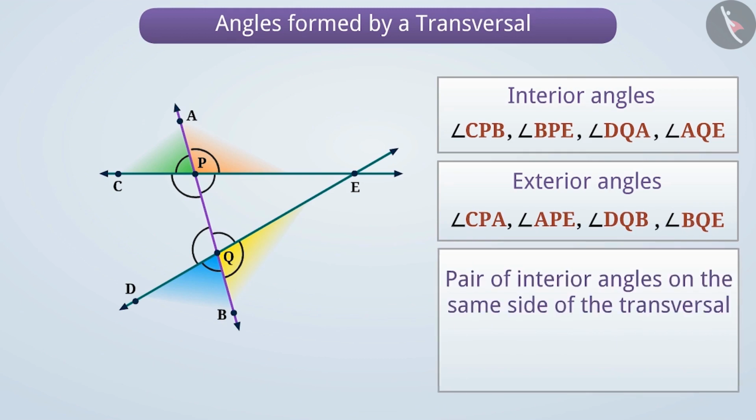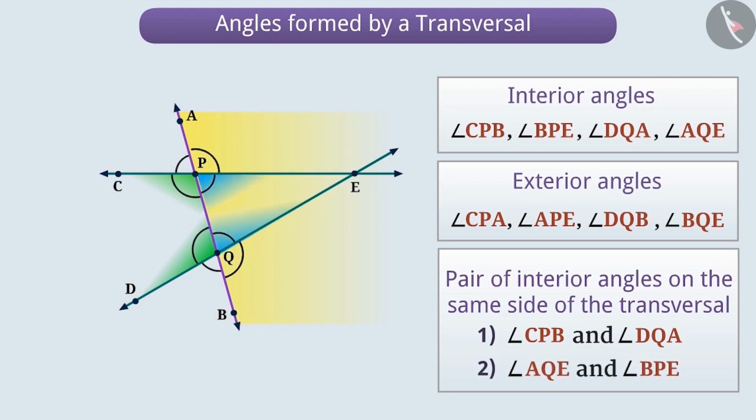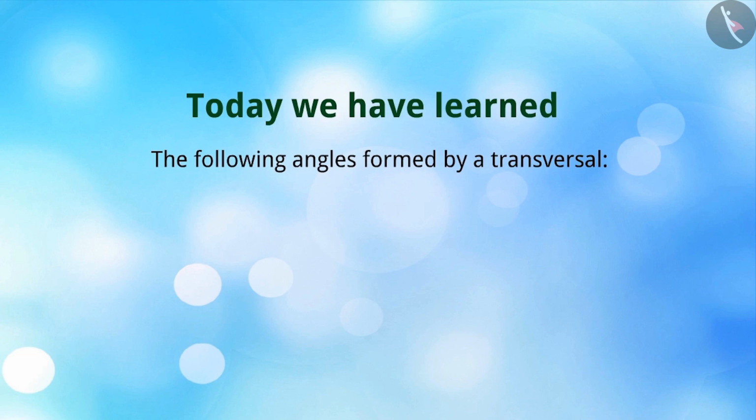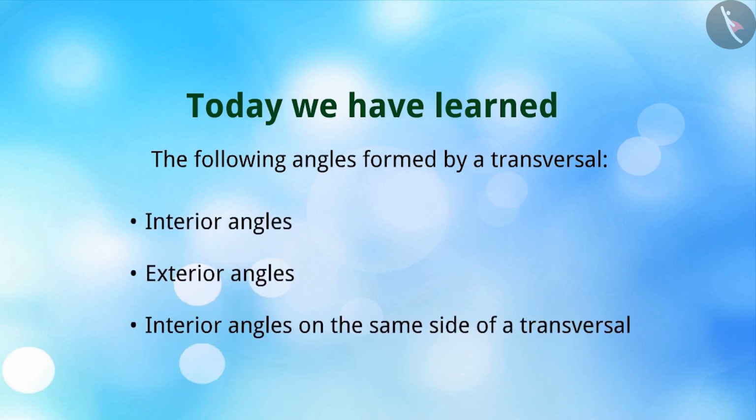Now, can you find out the pair of interior angles on the same side of the transversal? Try it yourself. Let me tell you. The pair of interior angles on the same side of the transversal AB is angle CPB and angle DQA, and the other pair is angle AQE and angle BPE. Today we have learned about the following angles formed by a transversal. In the next video, we will see some examples related to it.